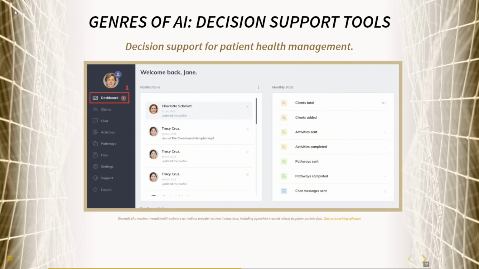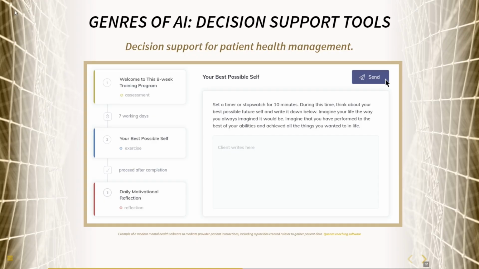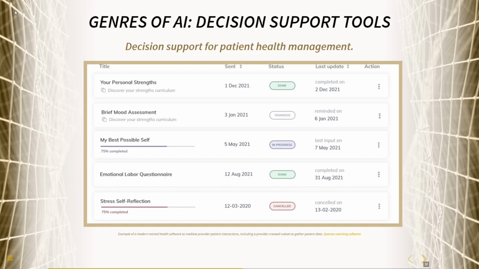So let's look at a couple of examples now of decision support in the medical field. This is an example of a tool used for patient health management. That's actually modern mental health software. And it's really oriented towards mediating provider-patient interactions, right? So somebody would have their dashboard, they would have their clients in here, they would then construct these different kinds of forms to allow a person to provide some structured responses. And then they would use that information to determine when, where, and how they might want to interact with their patients, right?